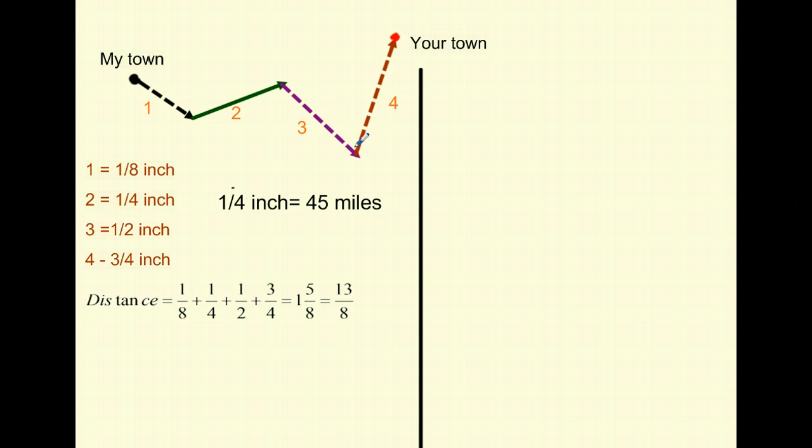And then on the final road I get on, I measure 3/4 of an inch, and I'm finally at your town. So to travel from my town to your town, I have to travel down 4 different roads, and I take my ruler and I measure the distance down each one of these roads. And then I add them up. The scale on the map is 1/4 inch equals 45 miles. So I add all of these distances up: 1/8, 1/4, 1/2, 3/4, and that's equal to 1 5/8 inches.